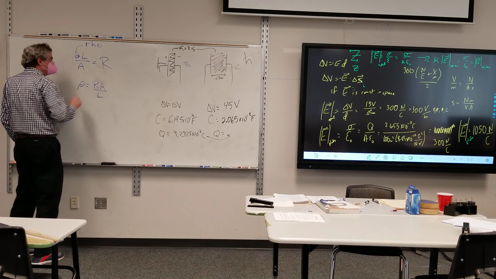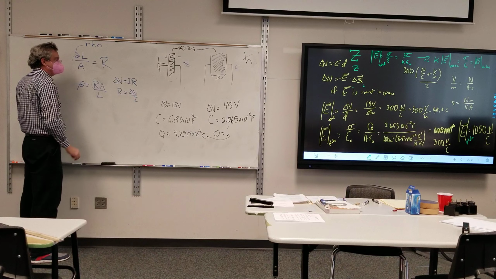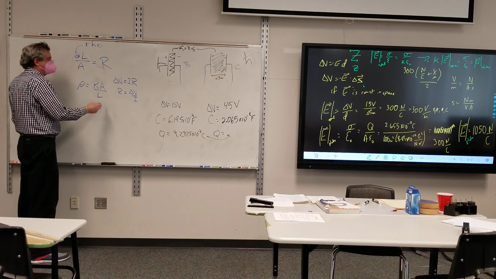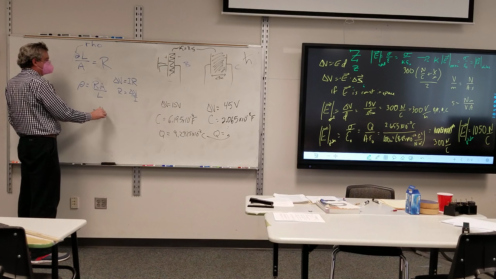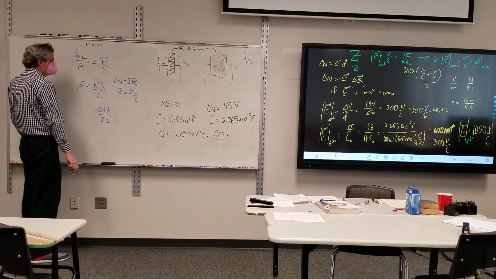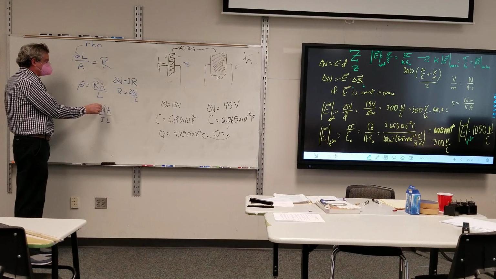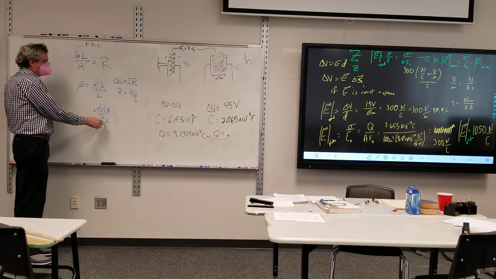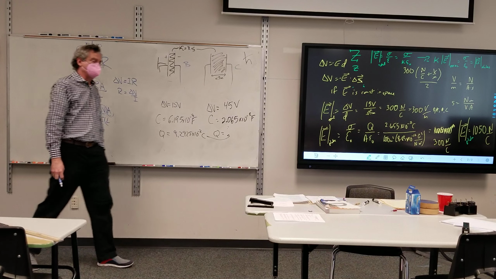So resistance, from Ohm's law, I know that delta V is equal to IR. So R is delta V over I. So rho is equal to delta V A over IL, and this is my EMF. Current is given, length is given, and then enough information to figure out the area is given.